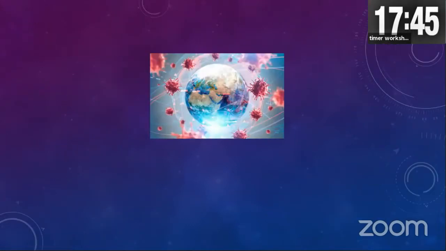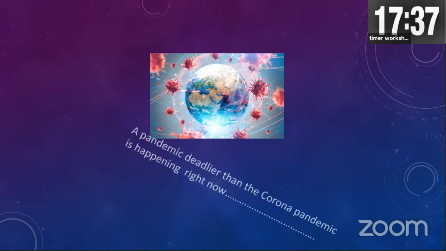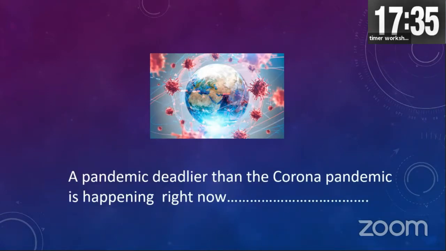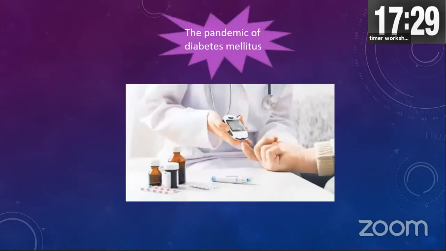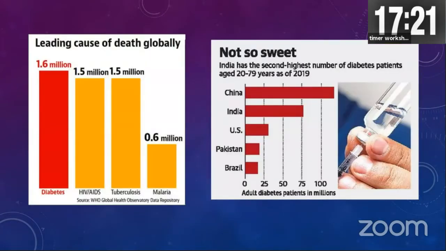Last year, for about the last 1.5 years, the entire world has been gripped by this horrible pandemic of corona. But do you know that there is an even deadlier pandemic than corona that is happening right now and has been happening for quite a few years? That is the pandemic of diabetes mellitus. Yes, diabetes mellitus has achieved epic proportions to be called a pandemic. Let us look at some statistics.